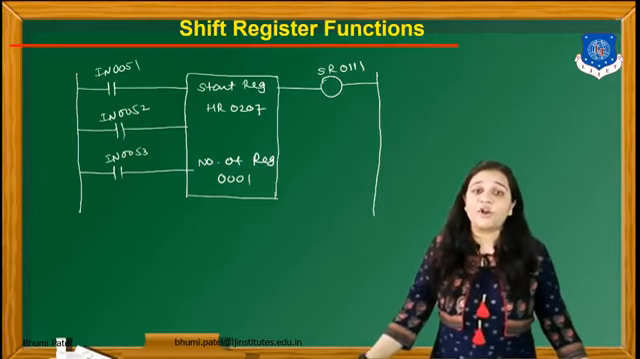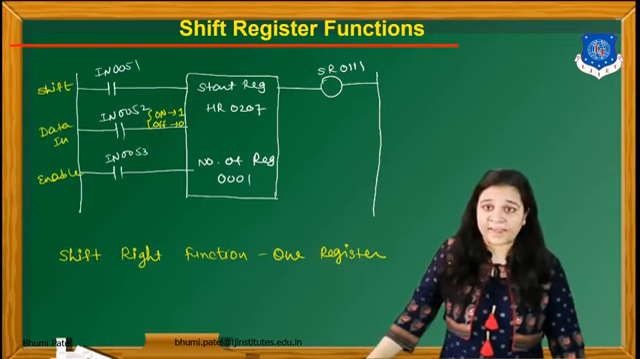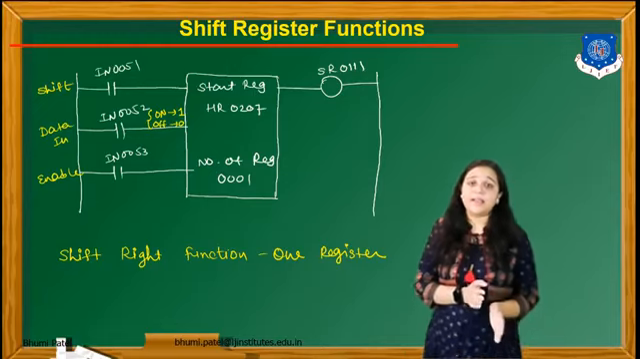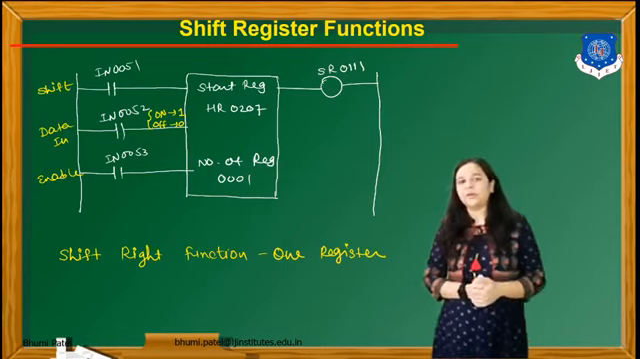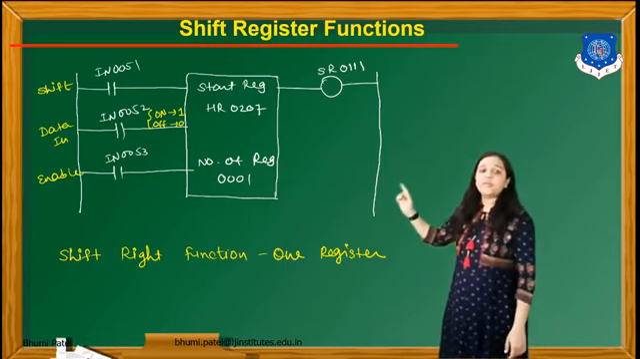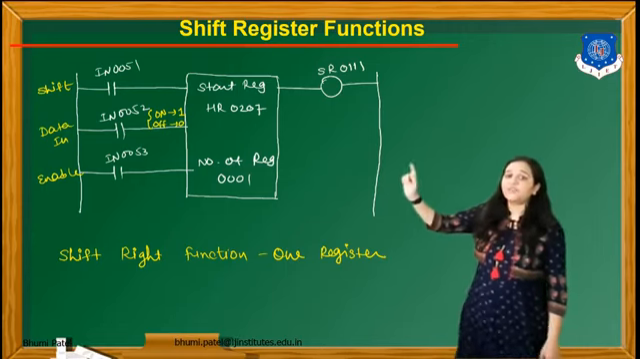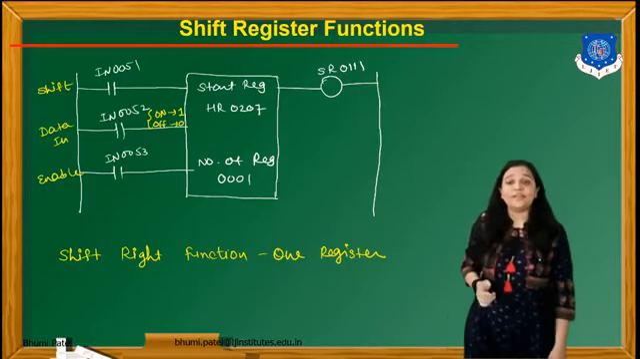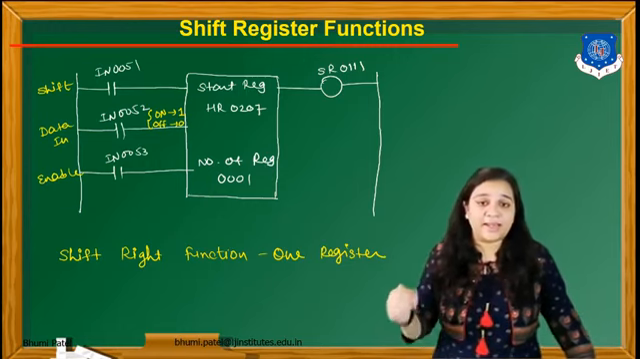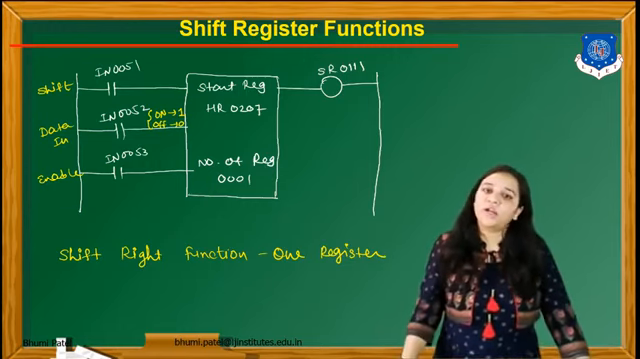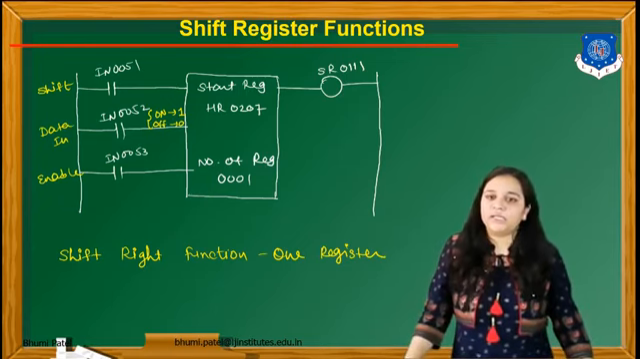Now what is the command of the shift register? It is SR0111. Whenever the ladder diagram is executed, the bit will be shifted right for this particular register. This diagram is used for the shift right function for only one register. The first input is for the shift, the second input is for the data in, and we have two options: the input data will be 1 for the on condition and 0 for the off condition. The third input is the enable.